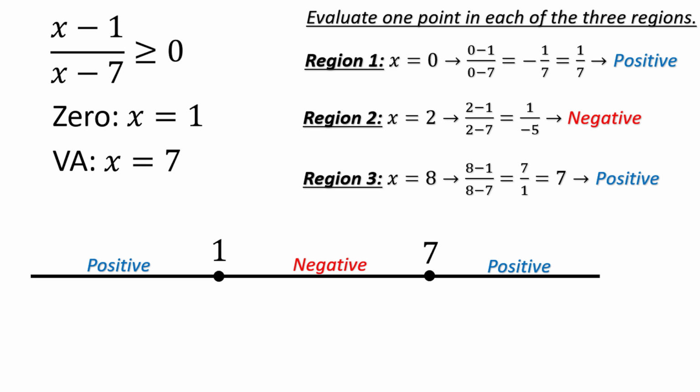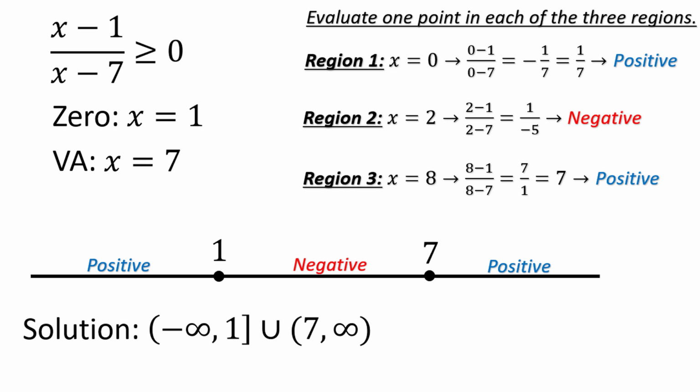So the solution to where this rational function is greater than or equal to 0 is the two outer intervals, either from negative infinity up to positive 1, or from positive 7 up to infinity. We include 1 in our solution due to the greater than or equal to sign, so we use a bracket. But we can't include 7, as x equals 7 is a vertical asymptote, and we can never let x equal the value of a vertical asymptote, so we use a parenthesis.